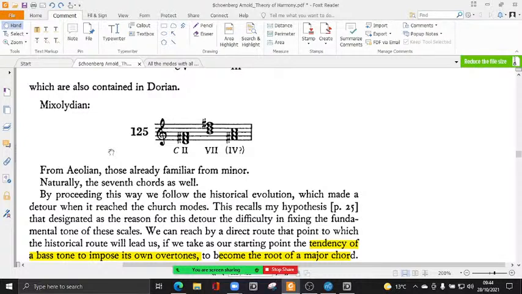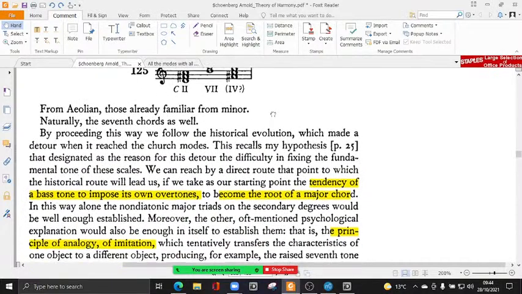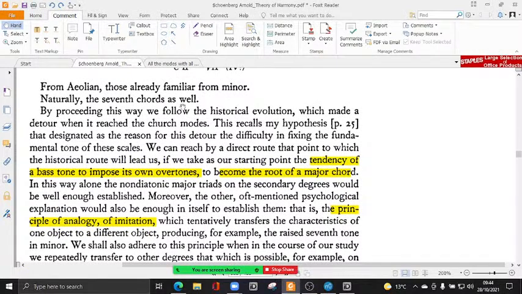So this will be C major, second major, seventh minor, and then one. So the Mixolydian is quite interesting, I think. Yes. Chromaticism, those already familiar from minor. Naturally, the seventh chords as well.